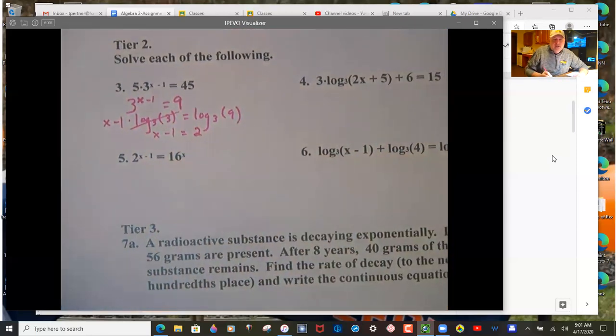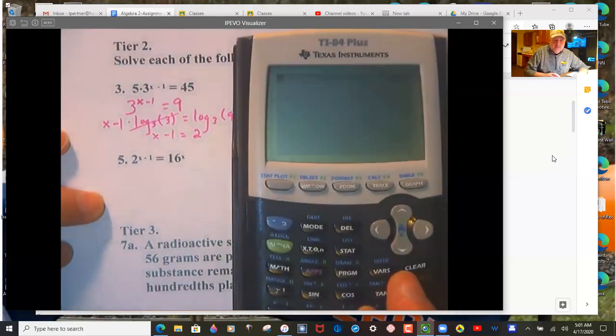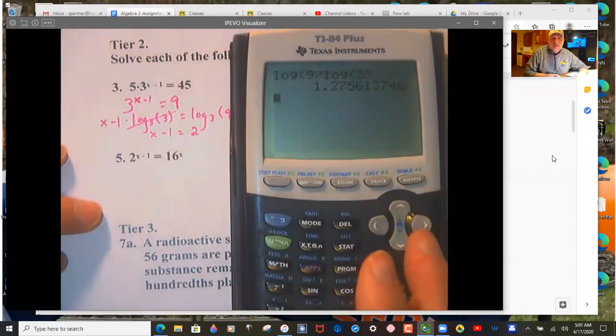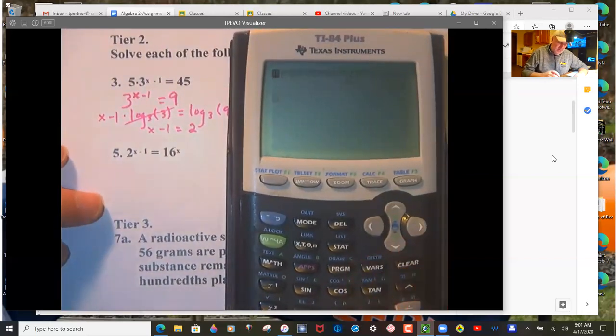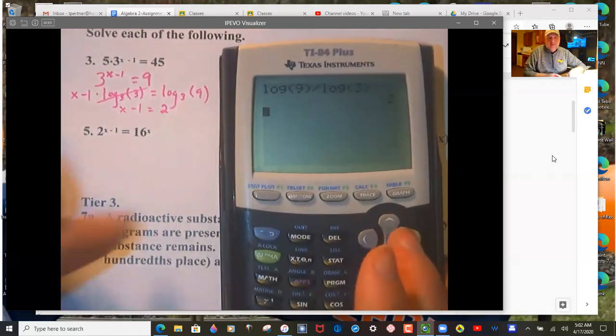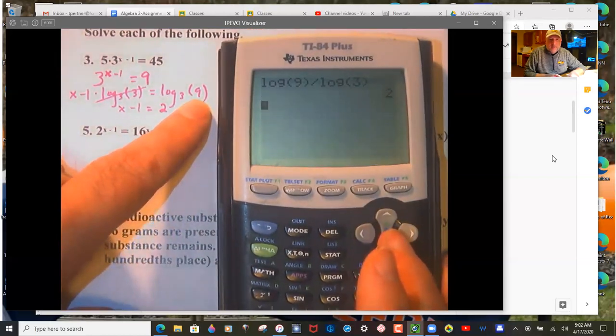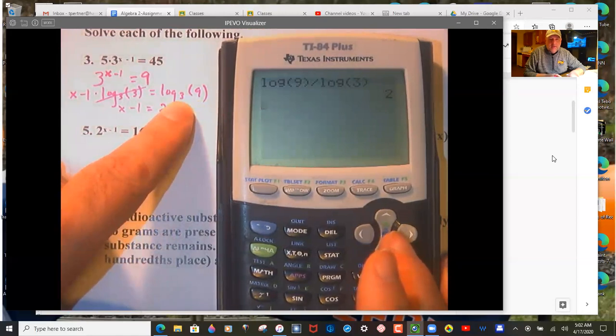Again, if you don't have a calculator that does log base, just do the change of base. You can do it on an internet search bar. And log of 9 divided by log of 3. So how does the change of base formula work again? It's log of whatever is the index, whatever is in your parentheses, divided by log of the base every time.